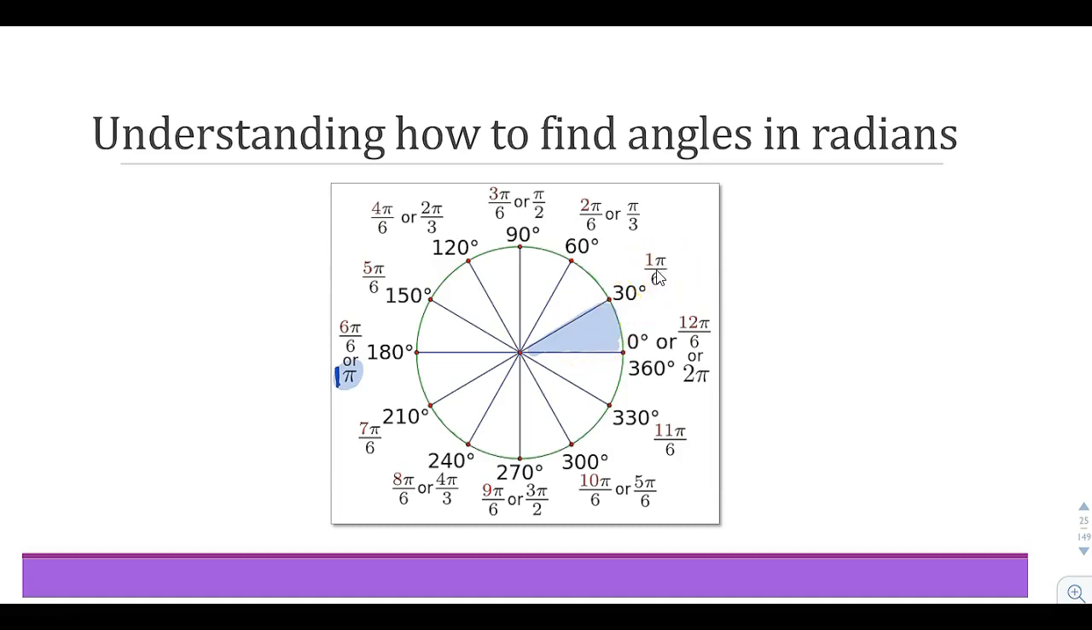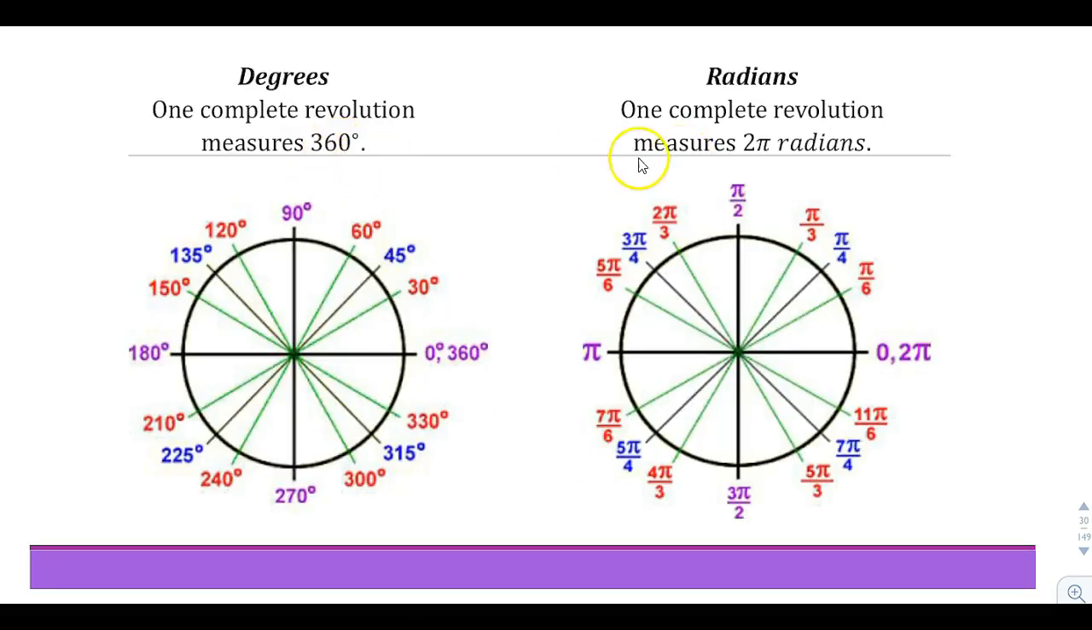So that means this angle here in radians is 1 pi over 6, and then 2 pi over 6, or pi over 3. We have 3 pi over 6, or pi over 2. 4 pi over 6, or 2 pi over 3 reduced. 5 pi over 6, 6 pi over 6. And then I can see as I continue around, 7 pi over 6, 8 pi over 6, 9 pi over 6, a lot more subdivisions, 10 pi over 6, 11 pi over 6, and finally 12 pi over 6, which is 2 pi. So now let's take a look side by side.